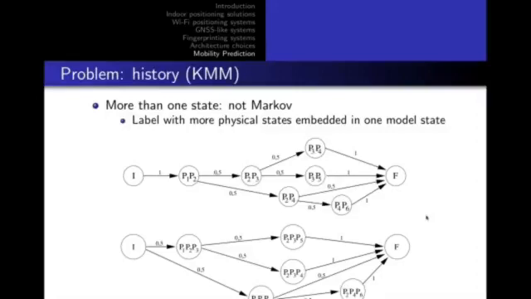So the problem is the history, because sometimes it's better to be able to take into account a few past locations to improve the model accuracy. But using more than one state to determine the next one is not Markovian, so we have to find a trick. The trick is quite simple here. We label one model state with several physical states. So here are two examples with second order and third order models.